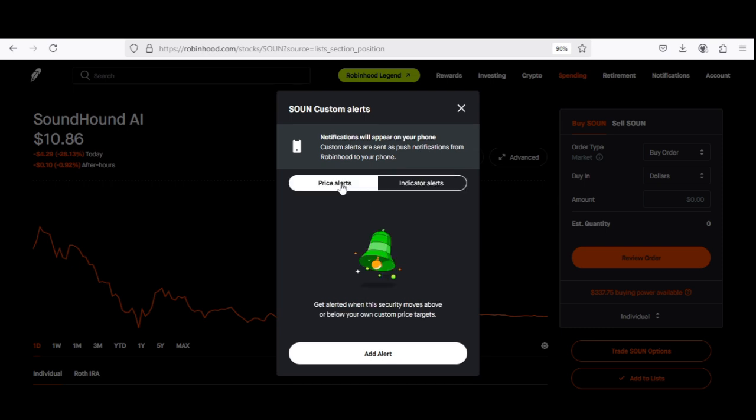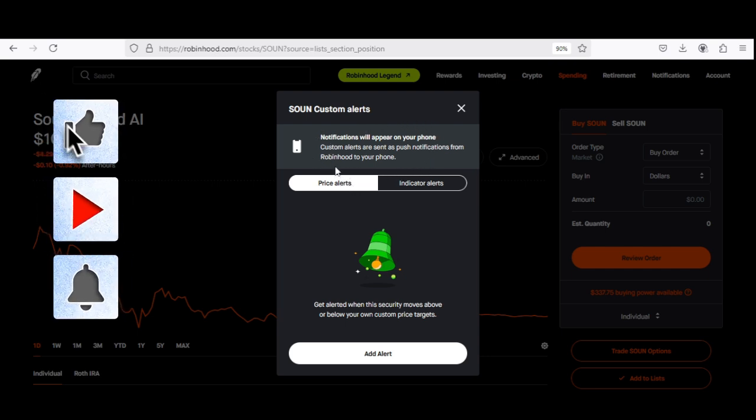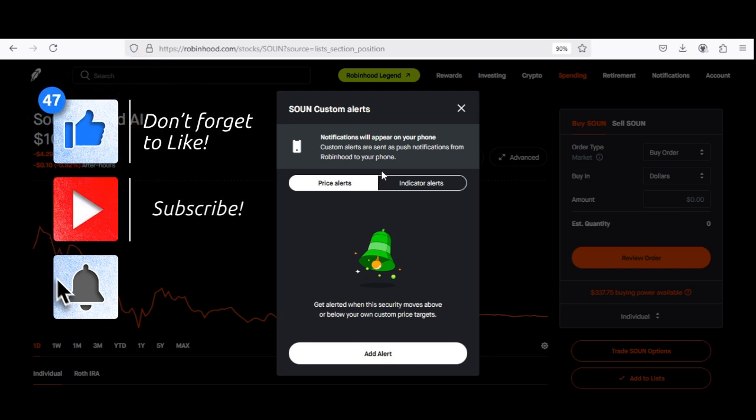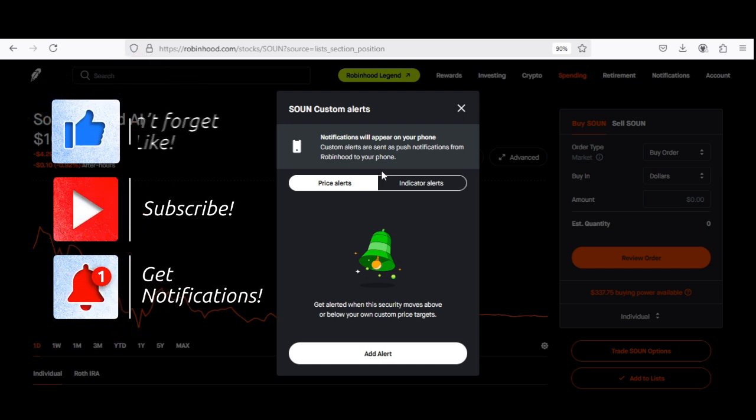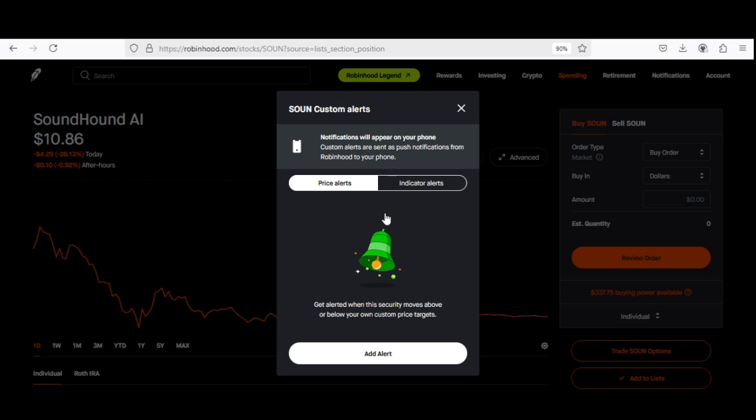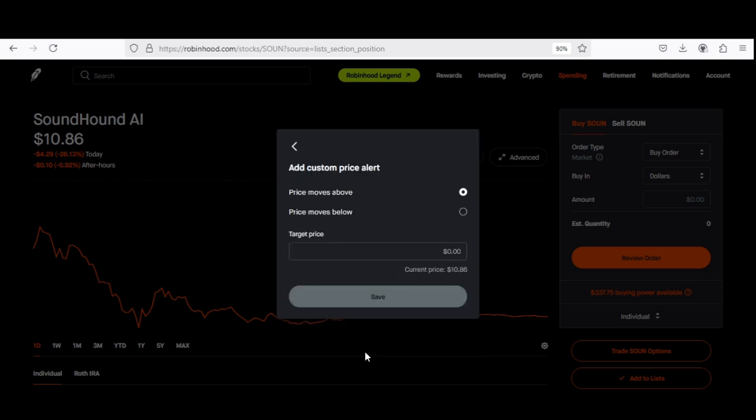So with the price alerts, you're going to go up to the top and hit add alert. Before we do that, just remember, in this case, you're going to be adding a notification on Robinhood. Always remember the second step, which is to allow notifications on your actual mobile device. So now we're going to go ahead and add alert.